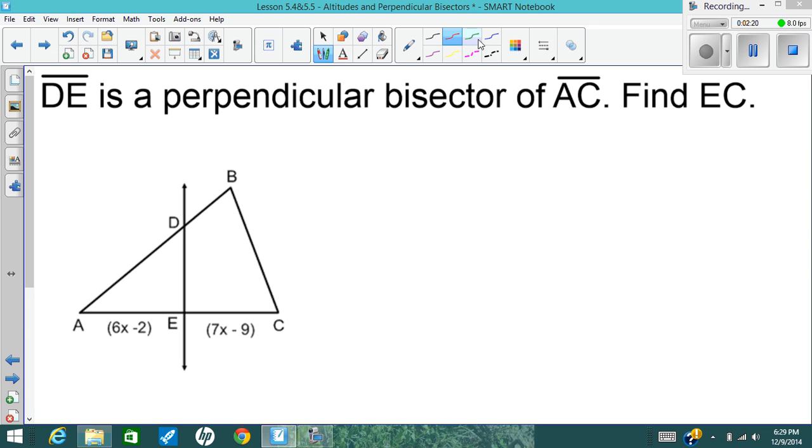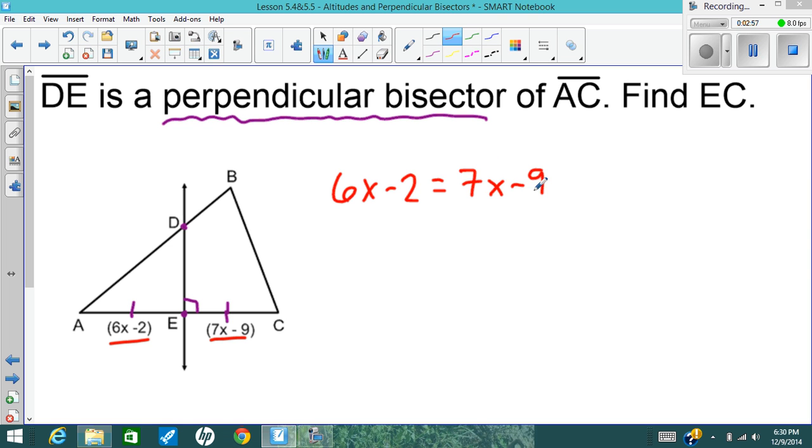So here's an example of how we can apply this information. If I know that DE, so segment DE, so from here to here, is what I'm talking about, is a perpendicular bisector of AC, this side, AC, so that means it makes a right angle and two congruent segments. Remember, that's what it means when we have a perpendicular bisector. We want to find the length of EC. So we can set up an equation of these two segments being equal to each other, because we know E is the midpoint of AC, so these two segments are equal.